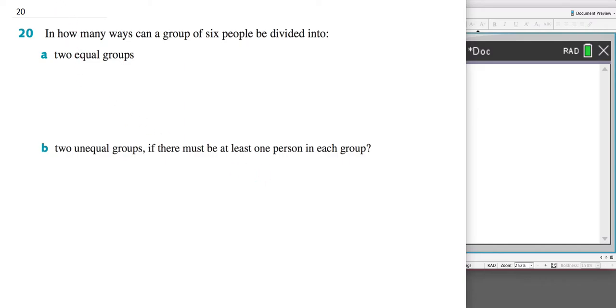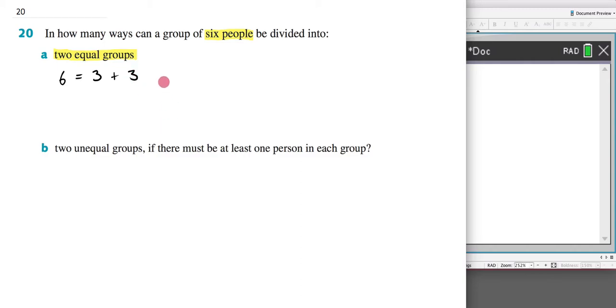We're going through exercise 10C, and in this video I'll be answering question 20, which says, in how many ways can a group of 6 people be divided into 2 equal groups? Well, if I have 6 people and I want to divide them into 2 equal groups, obviously it's going to have to be 3 people in each group.